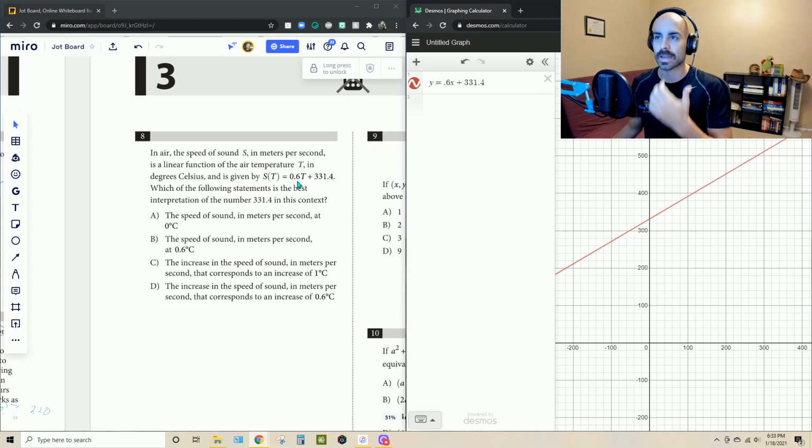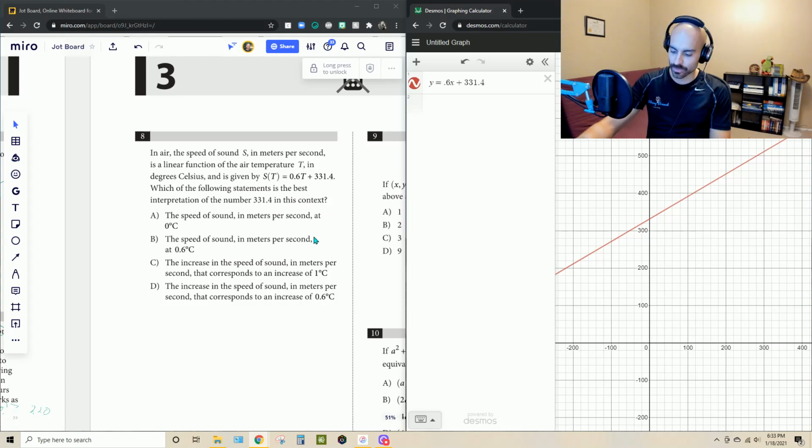Instead of just saying y equals 0.6x plus 331.4, which is your standard slope intercept equation, they put in these other letters to make it a little bit more complex. Which of the following statements is the best interpretation of 331.4? Well, we can just rewrite this as what I have here in the graph.